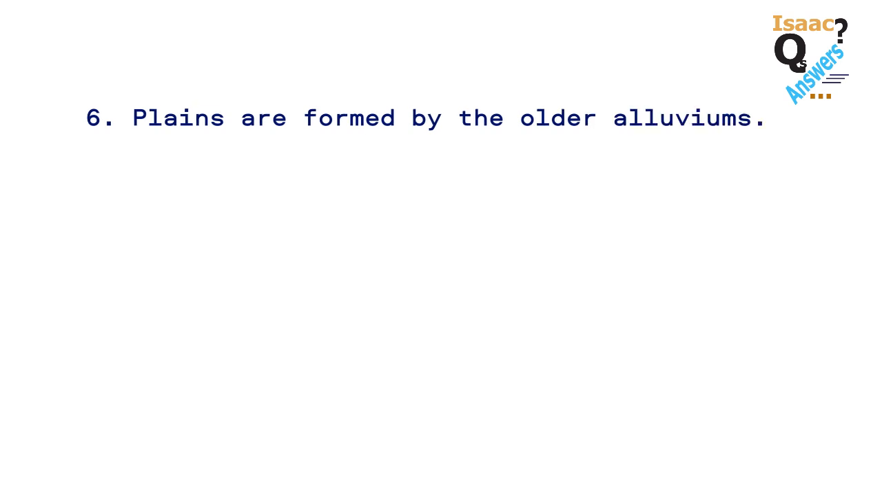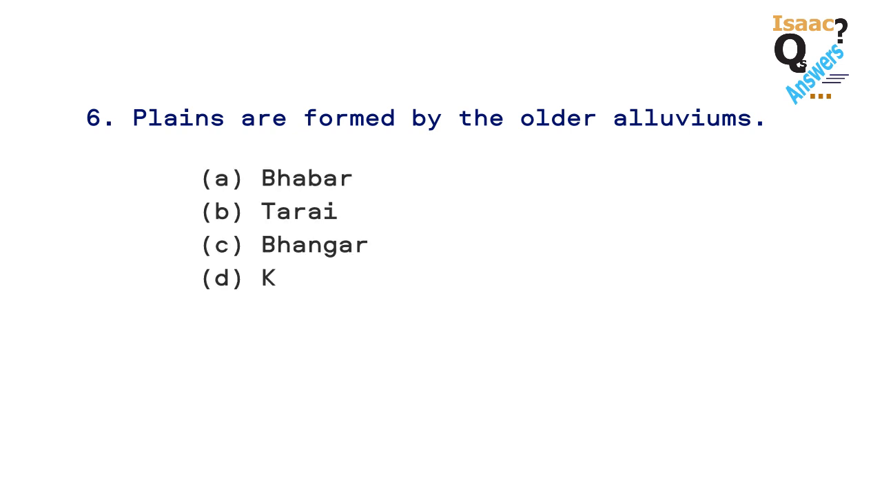Question number 6. Plains formed by the older alluviums are dash. The options are A. Babar, B. Tarai, C. Bangar, D. Kadar. The answer is C. Bangar.